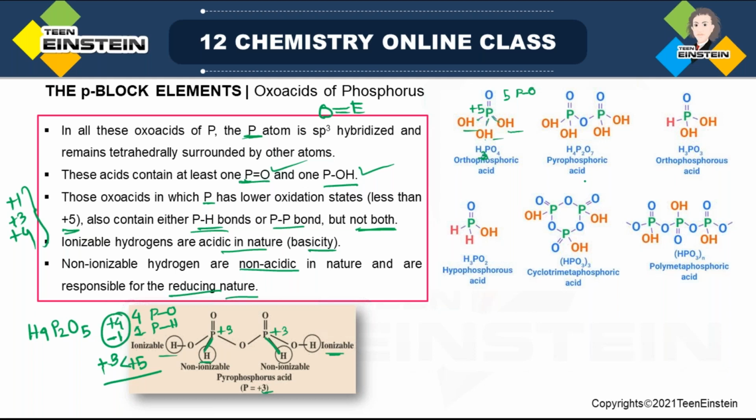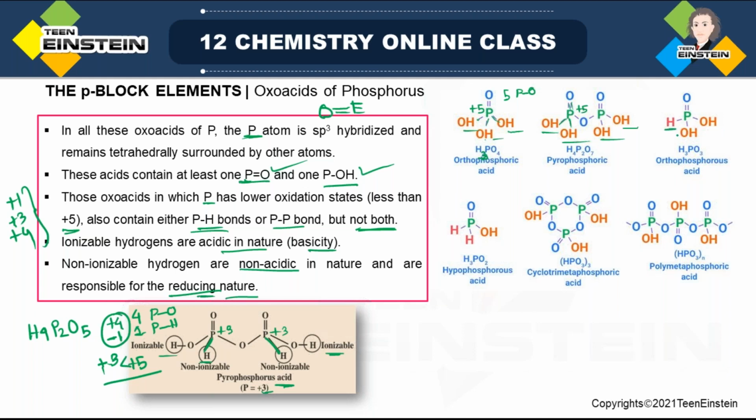Then the next molecule is pyrophosphoric acid, H4P2O7. Earlier it was pyrophosphorus acid, but here it is pyrophosphoric acid. Try to understand the difference. Here we have a total of 4 OH and no P–H bond, so reducing capacity will not be present. Around each phosphorus there are a total of 5 P–O bonds, so here also the oxidation state will be +5.